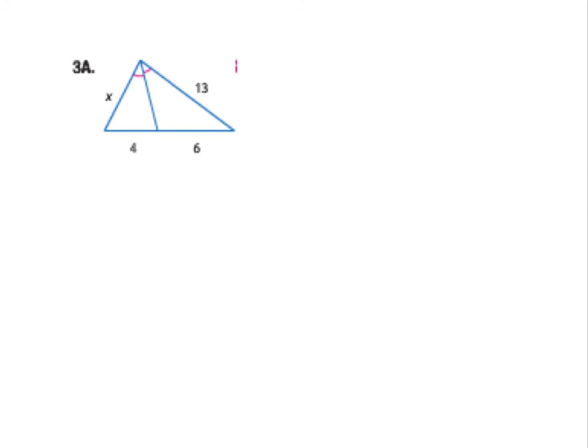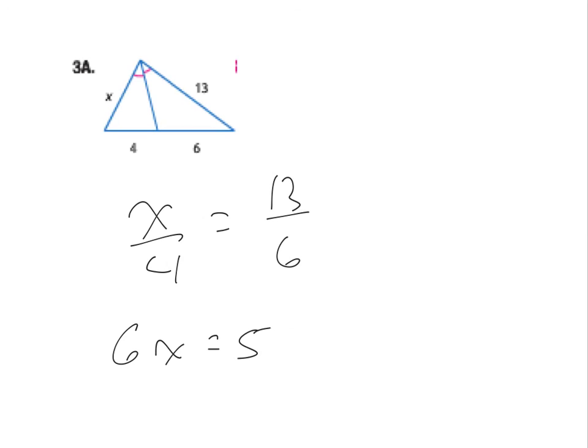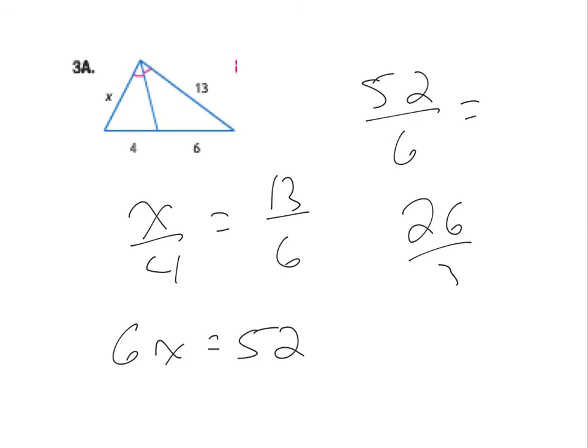A couple more here. We see here that x is a side in an angle bisector, so x is to 4 as 13 is to 6. Let's cross multiply. 6x is equal to 4 times 13, which is 52. X equals 52 sixths, which of course is now doing some math, 26 thirds, or if you prefer, 8 2/3.